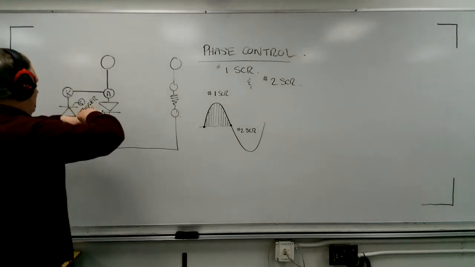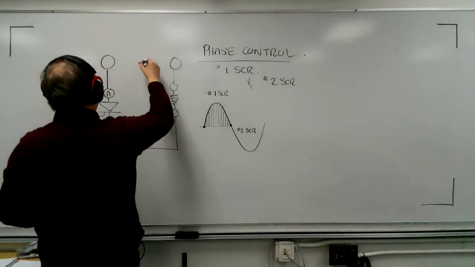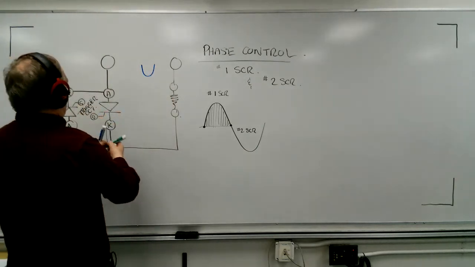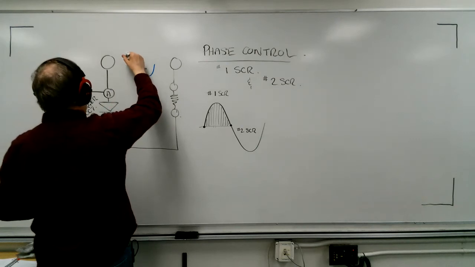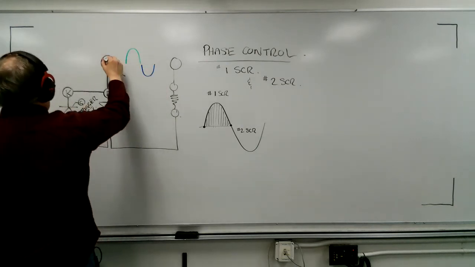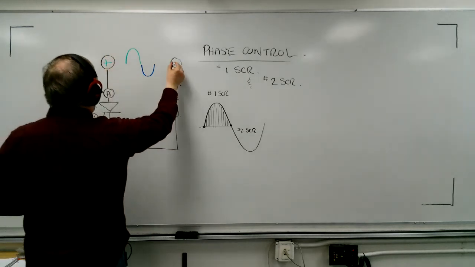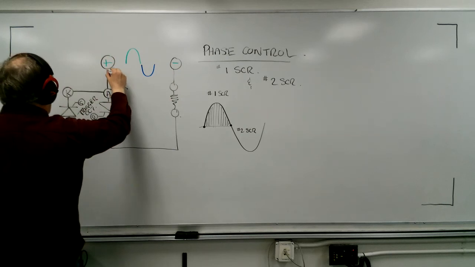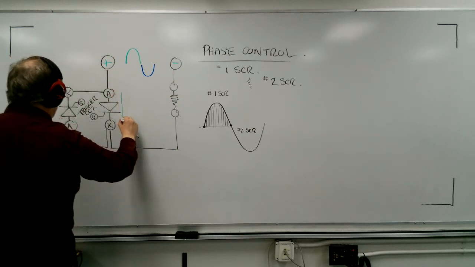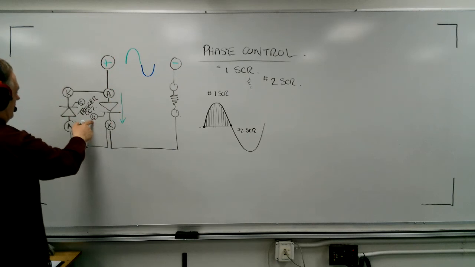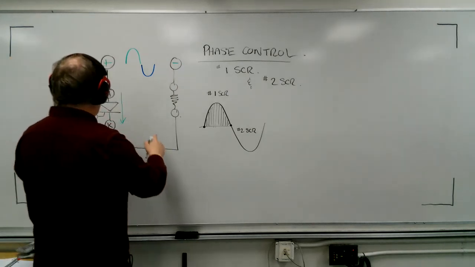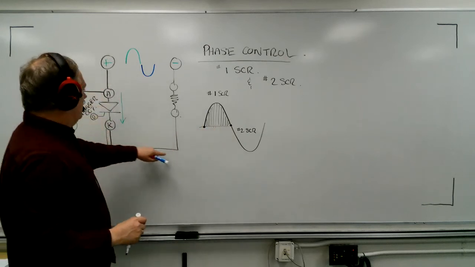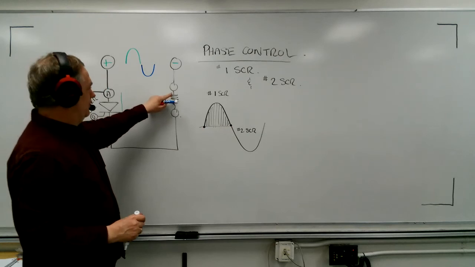As this is positive, I'm going to show it to you like this. There's the negative alternation, and here's the positive alternation. So when this is positive and this is negative, the current would flow down through the anode to cathode. Depending on when I trigger this, I could control this anywhere from here to here, right? So that would be fine. And then this would be like a DC load voltage.